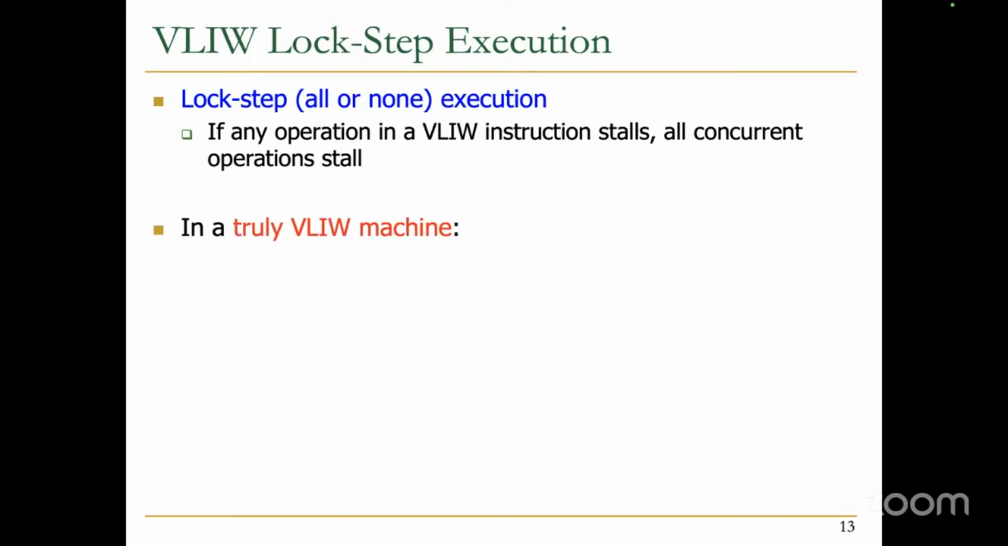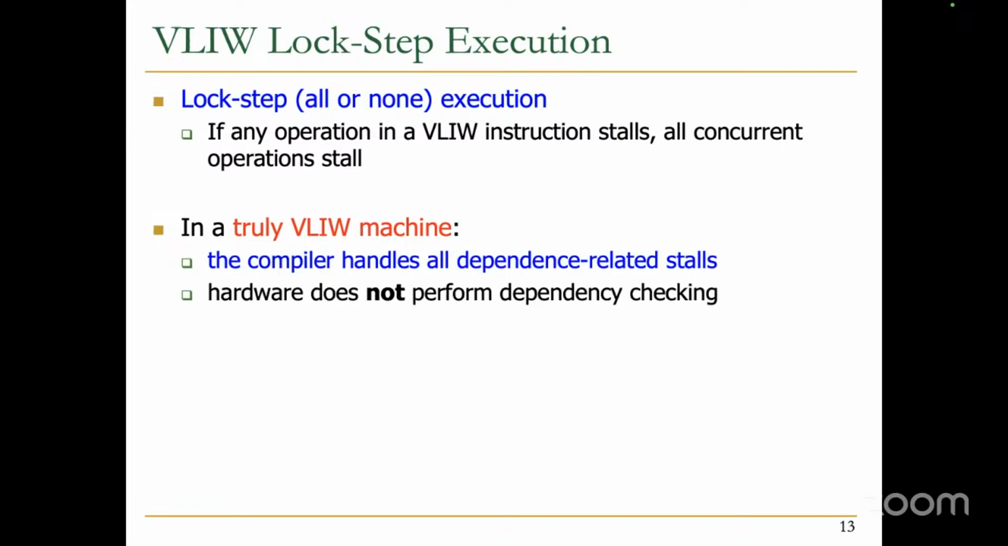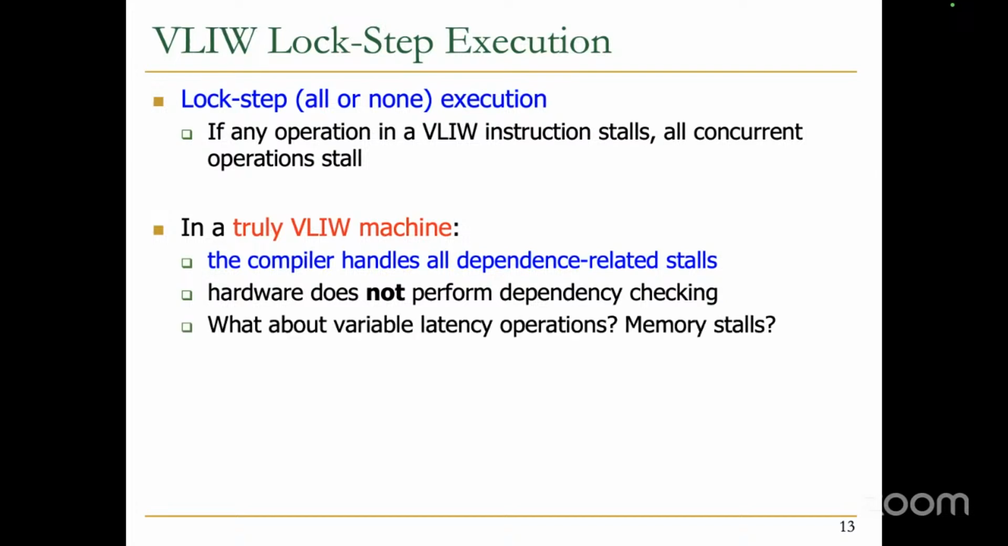So in a truly VLIW machine, the compiler handles all data dependence related stalls, as we've discussed. Hardware doesn't perform any dependency checking, ideally. But unfortunately, if you have a variable latency operation like a load, sometimes you hit in the cache, it's 1 cycle. Sometimes you miss in the cache, it's 40 cycles. Sometimes you have to go to memory, it's 100 cycles. Loads are actually very problematic in modern machines, as we will see in the memory hierarchy lectures. You cannot know, essentially, how long an instruction will take, so it's very difficult to schedule things. So that's going to be the Achilles heel of this.